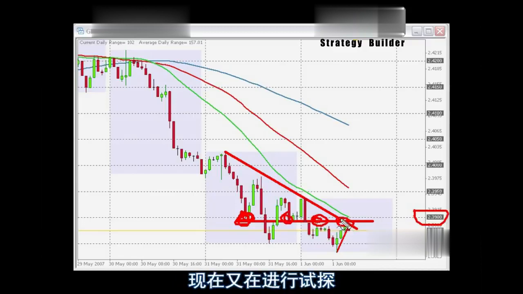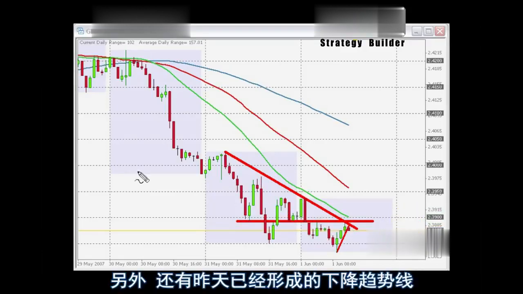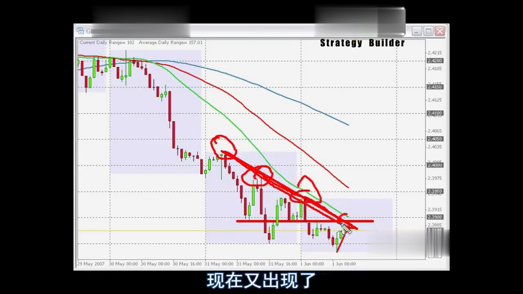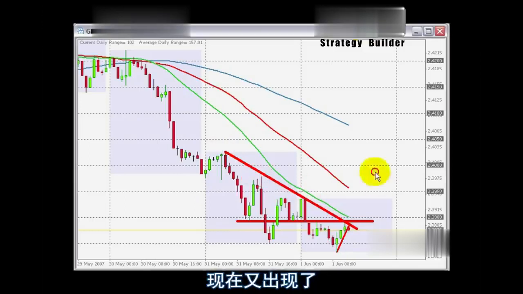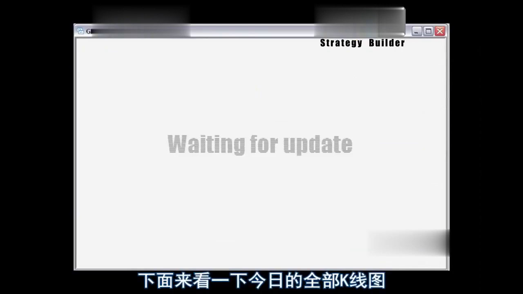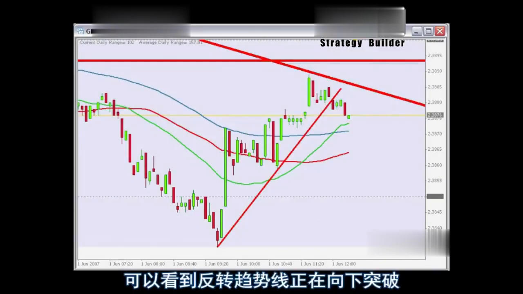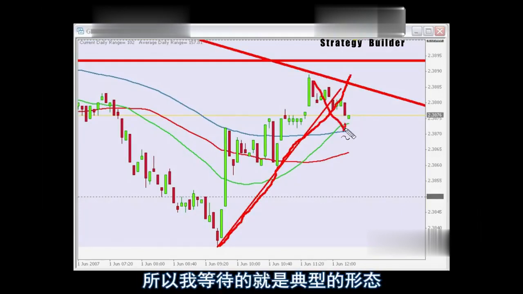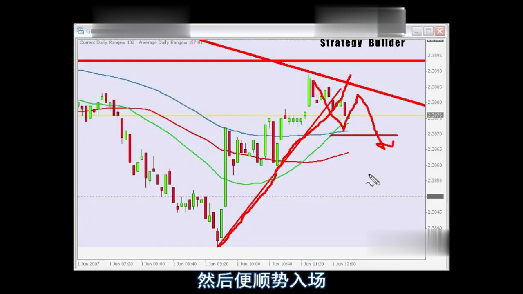Moreover, the intraday downtrend line coming from yesterday's high has been tested there, and now it's been retested once again. Now if we move into the intraday time frames, I'm seeing that the trend line is breaking to the downside, the direction that I like it to break. So basically I'm just looking for my typical formation in order to trigger my short entry right there.